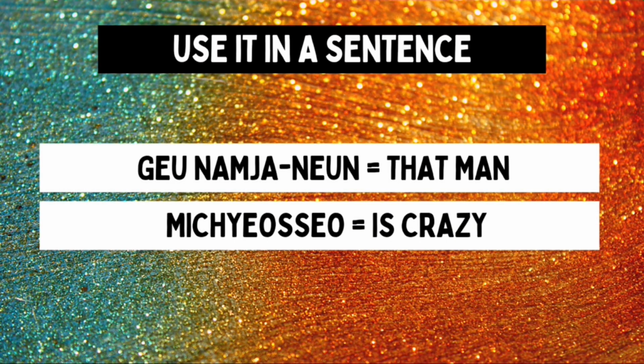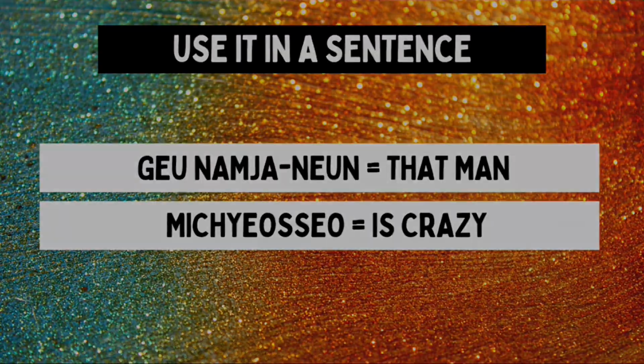So, 그 남자는 means that man. So, 그 means that and 남자 means man. And we added 는 to indicate that this is the subject of the sentence. The next part of the Korean translation is 미쳤어, which means crazy. And it actually came from our word for today, which is michida. So, michida is the dictionary form and 미쳤어 is the past tense form. So, meaning, when we say 그 남자는 미쳤어, it means that man is crazy or that man has gone crazy.